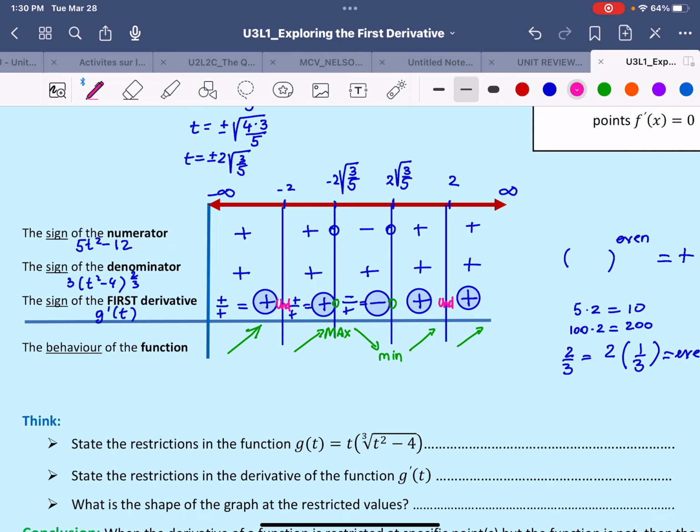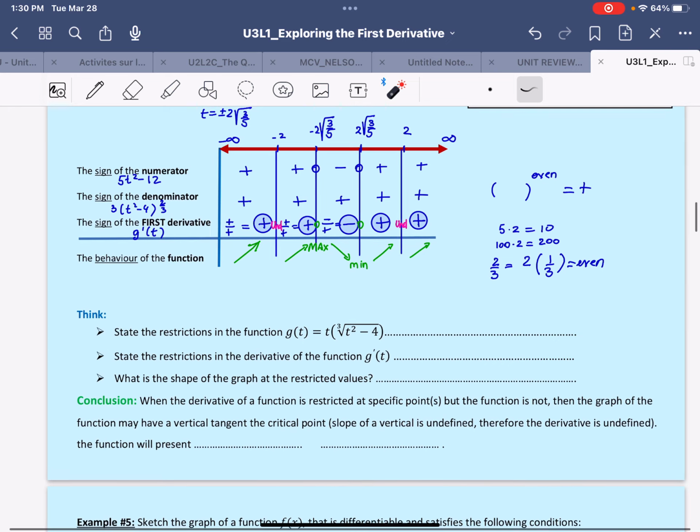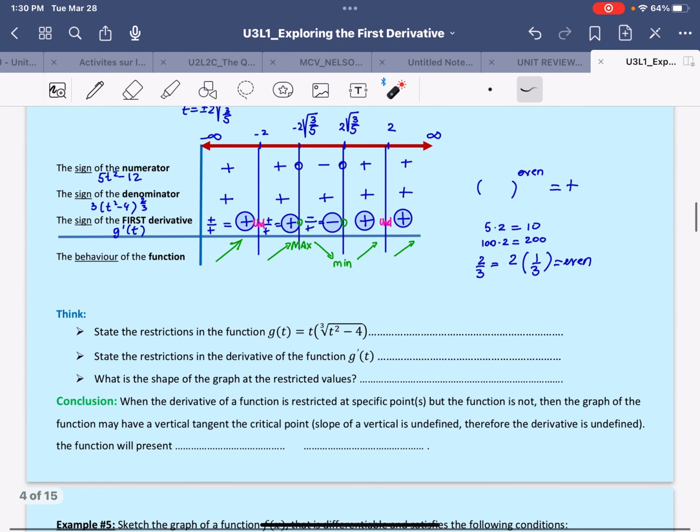Okay? So the next things that we want to observe are the following. When you look at the function g(t), do you think there are restrictions to this function? Well, let's take a look at each factor. This can be anything. That's just a polynomial term. And here we have the third root of some expression. Now let's think about this expression in here.